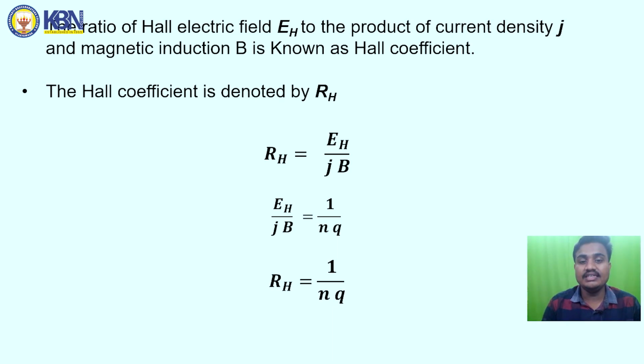EH by JB is equal to 1 by N into Q, where N is the number of charge carriers and Q is the charge. The Hall coefficient can also be determined by using the number of charge carriers and Q. It is given by the relation RH is equal to 1 by N Q. This is how we determine the Hall coefficient RH.